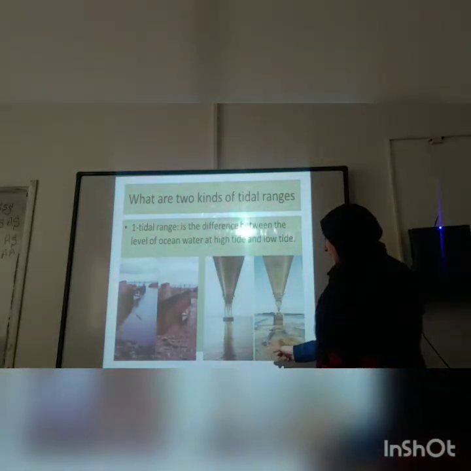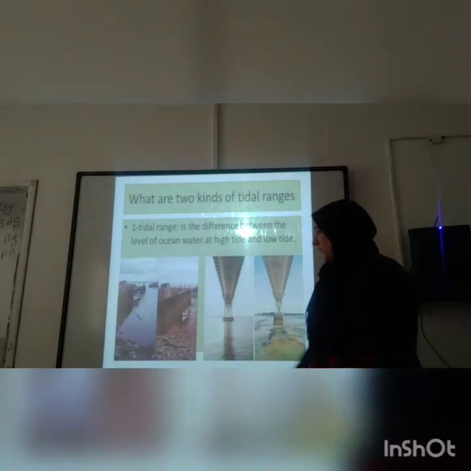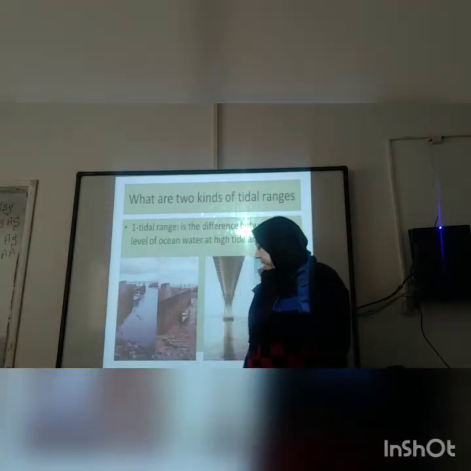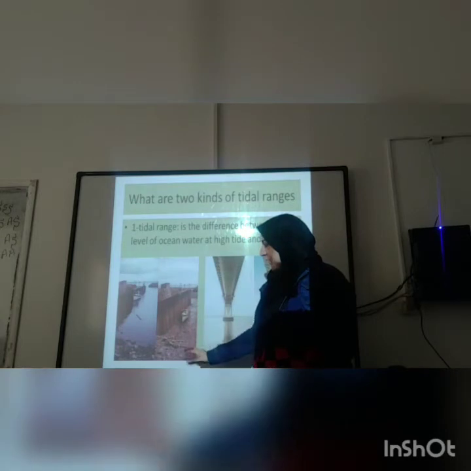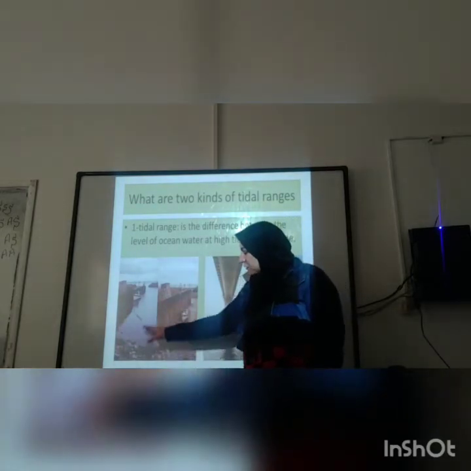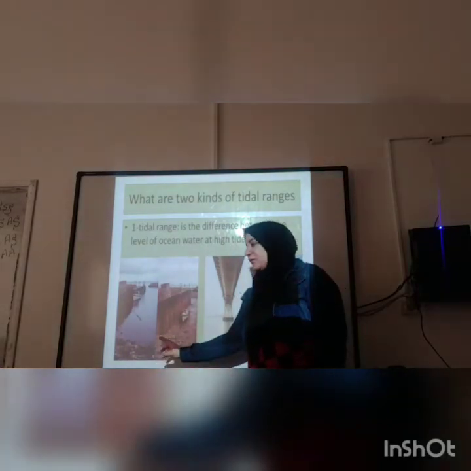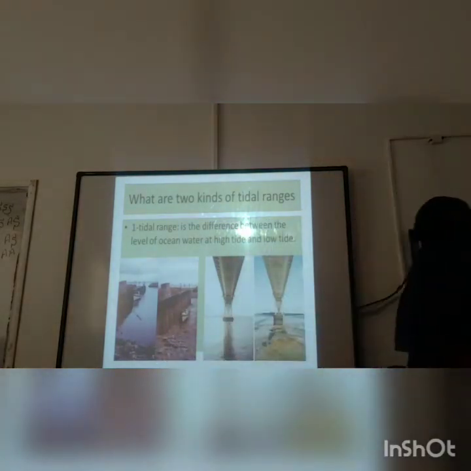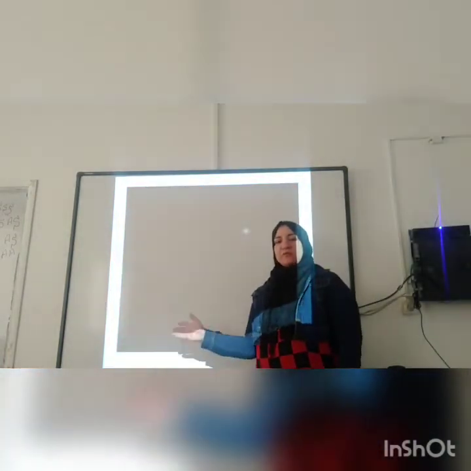Look at this. The sea level is high here. The sea level is low. This is the difference between them. This is called tidal range. Look at this image. The level of water here is low. This is low tide. And the level of seawater here is high. This is called high tide. And the difference between them is called tidal range. Now, let's watch the video to understand this part.